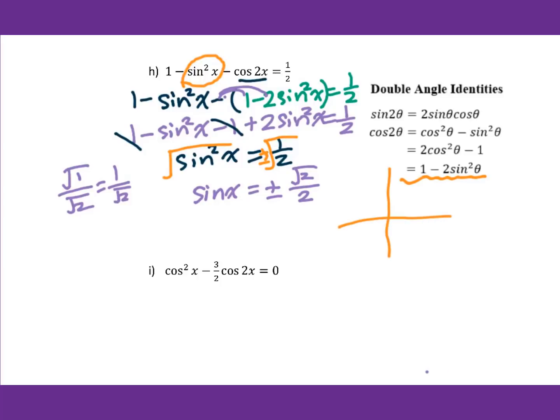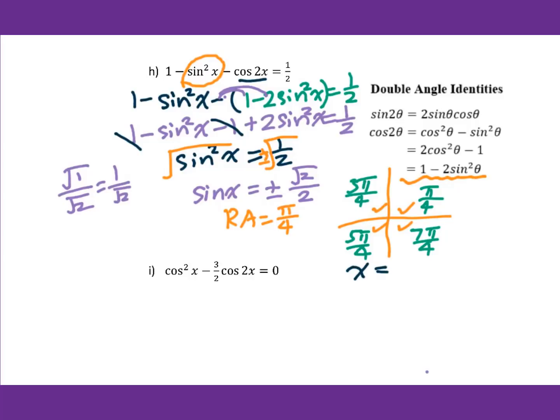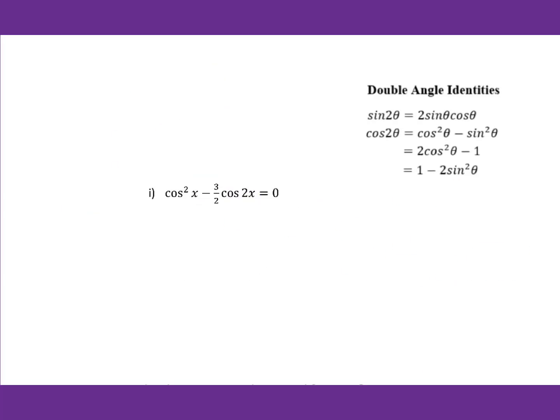Therefore, we go to all four quadrants, and then the reference angle, that's pi over 4. So we got pi over 4, 3 pi over 4, 5 pi over 4, and 7 pi over 4. So we write down the solution. X equals pi over 4, 3 pi over 4, 5 pi over 4, and 7 pi over 4. Now let's go to I. First of all, make sure when you solve trig equation, we have the same angle.